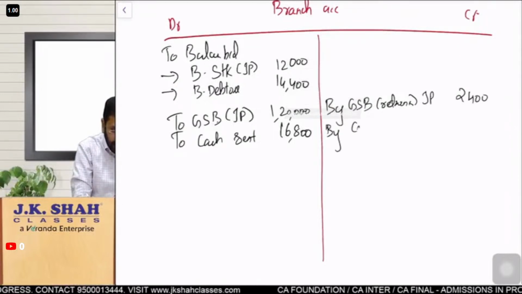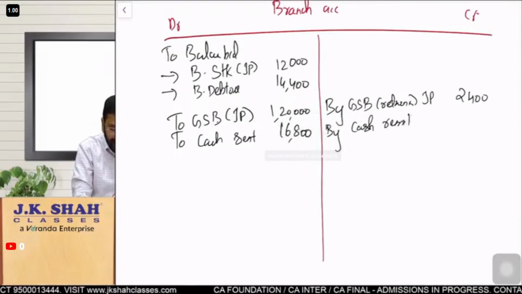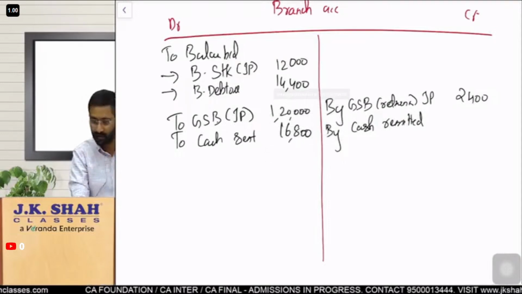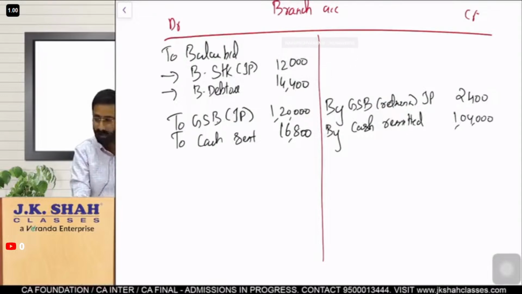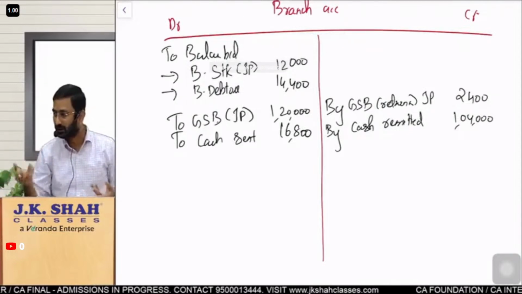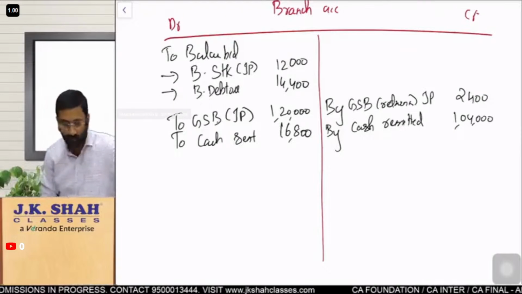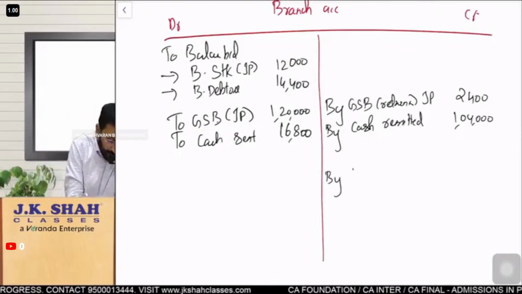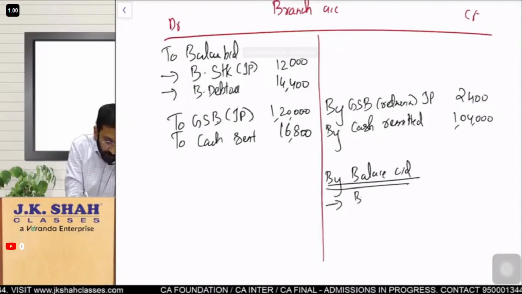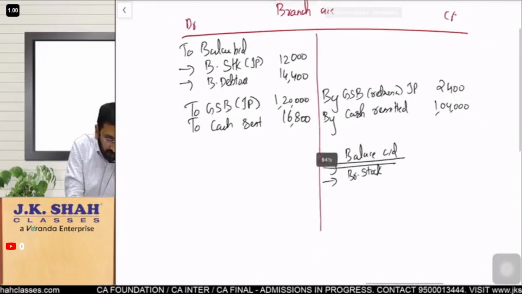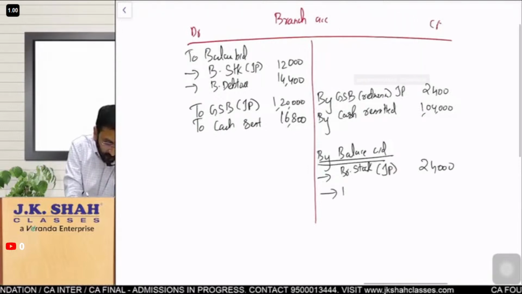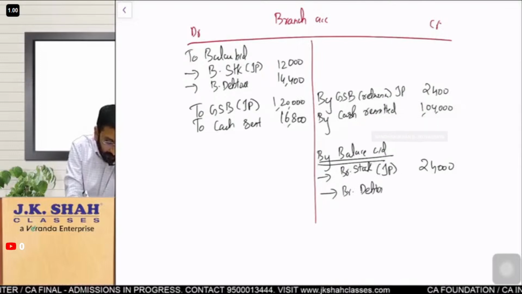By cash remitted. Look at that branch cash account. Last 1 lakh. Now understand, the debtors system becomes easy because you have already done stock and debtors. You have the balance. If not, you have to prepare that as a working note, cash account. So how much is the cash remitted? 1 lakh 4. Next, closing balances. By balance carried down. Branch stock, how much? 24,000. Which price? Invoice. Branch cash? No, not there. Branch debtors? 18,000.